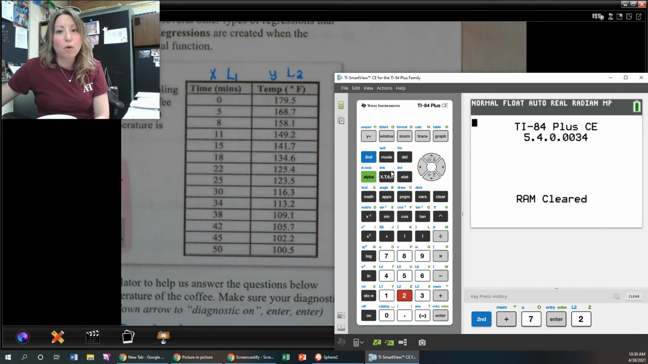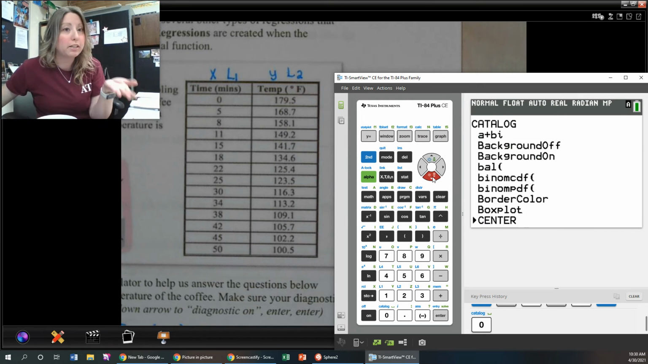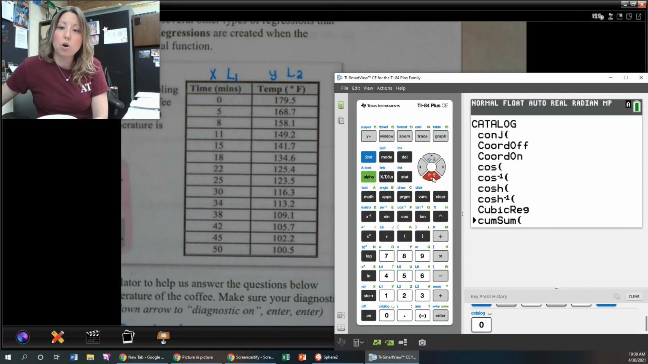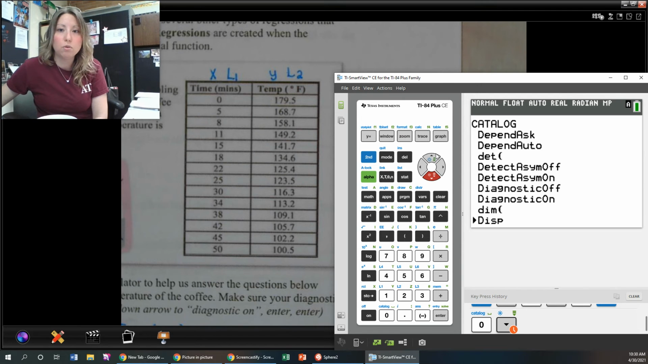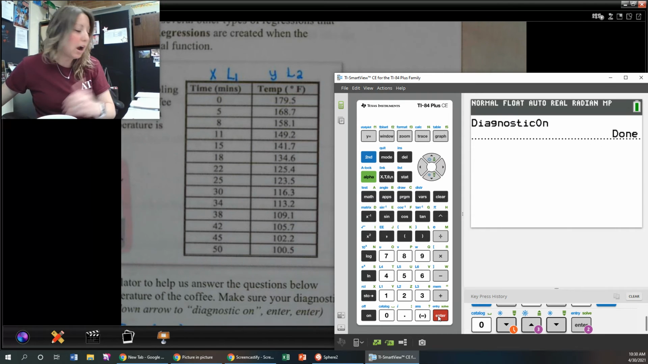Now I can press second and 0 to get to my catalog, because now that I've reset the RAM on my graphing calculator, I have to turn my diagnostics back on. Let's arrow all the way down to diagnostic on, and then press enter, enter. Now our R values will appear when we run a stat plot on this. So now, finally, we can enter our data.